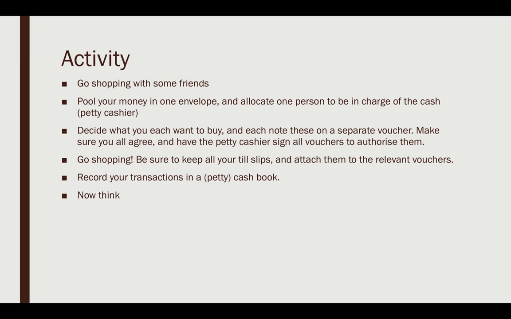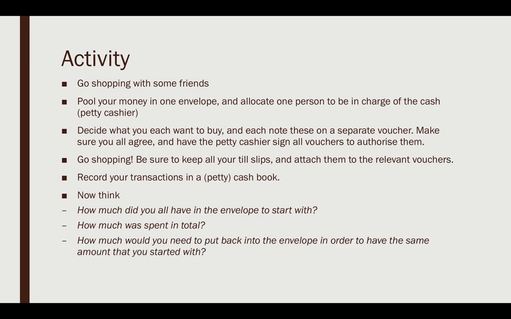Now I want you to think a little bit. Firstly, how much did you all have in the envelope to start with? All you need to do here is just add up the amounts that you all put in. How much did you spend in total? This will simply be the total of all your credit transactions in your petty cash book. How much do you think you would need to put back into the envelope in order to have the same amount that you started with?